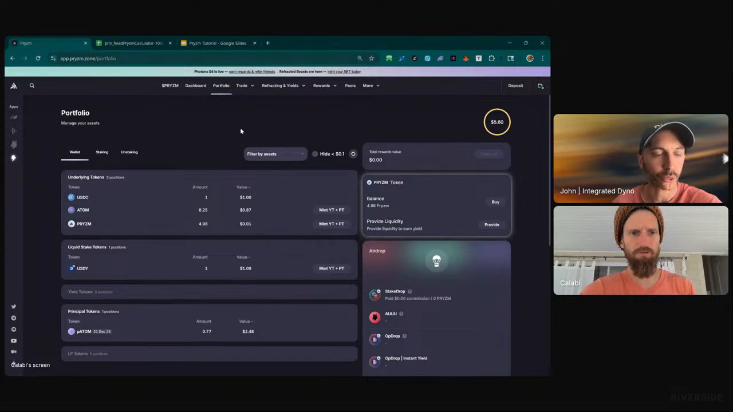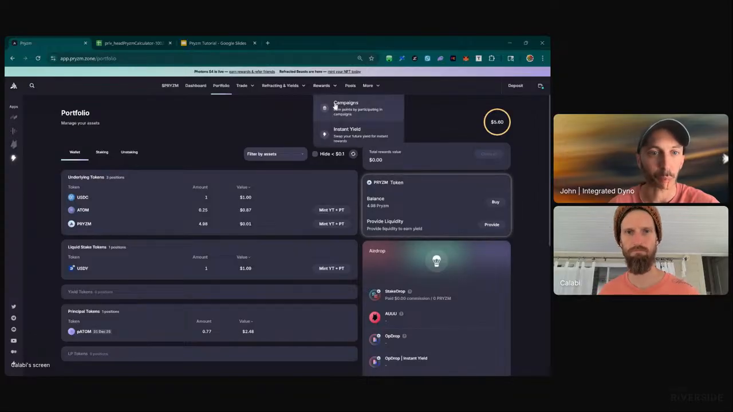When you withdraw the P atom from the pool, let's say we did the refracting, we're staking our Y atom, earning yield on that, and then we are taking our P atom, depositing into the LP. How do we withdraw it, and what tokens do we get when we withdraw from the LP?